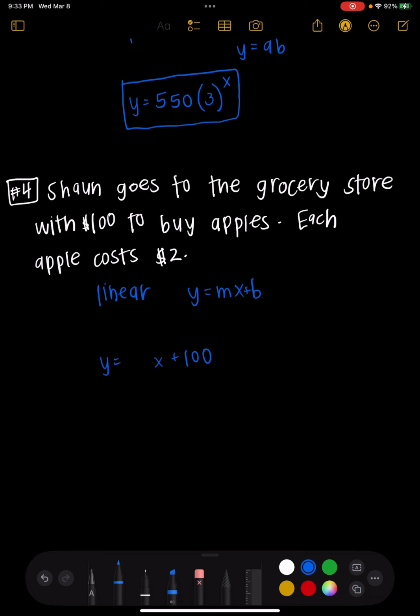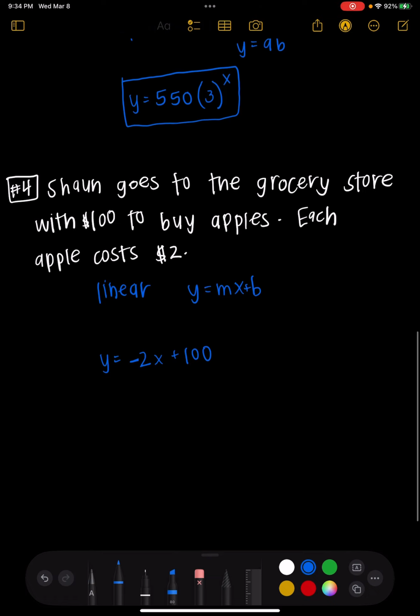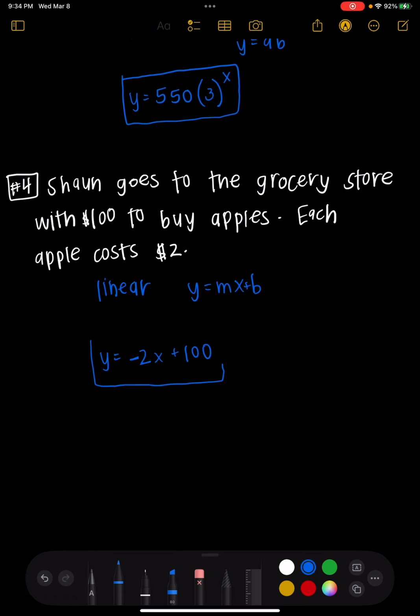Now, each apple costs $2. That's what's changing. So this can be a 2x, but it's not just going to be 2x, it's going to be negative 2x. The reason why it's negative 2x is because every time I buy an apple, I lose $2, or I give $2 away, which means I have less money. And so that slope, or what's changing, has to be negative instead of positive. And here is our linear equation to represent the word problem. And there we have it, linear and exponential word problems.